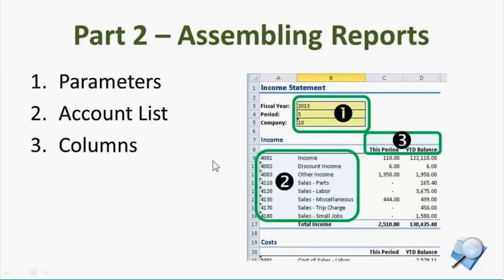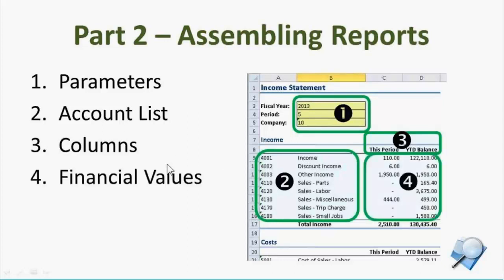We have our columns. And in this example, current period activity and year-to-date balance. You could also have monthly periods and so on and so forth, or quarterly totals in this column. Your financial values, which we've just covered, how we pull those in using the TSGL amount function, and totals. So those are kind of the five components that we look at as far as how a report is assembled.